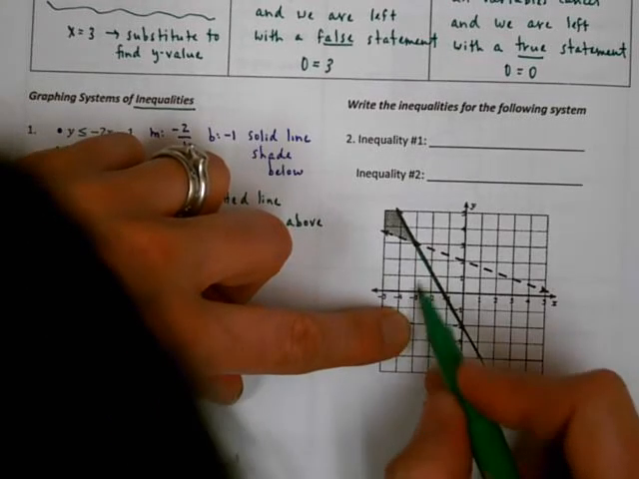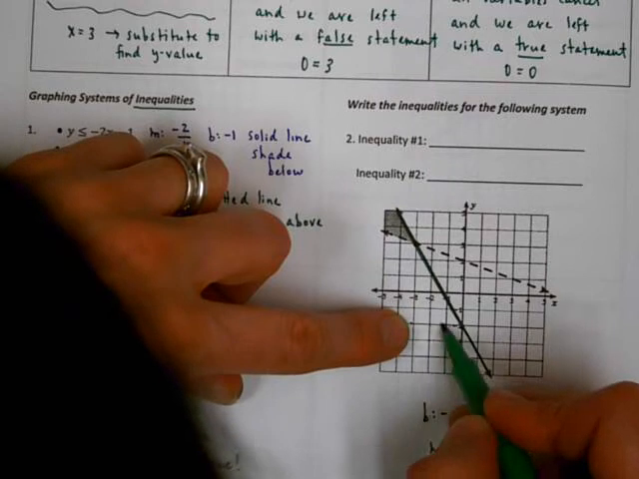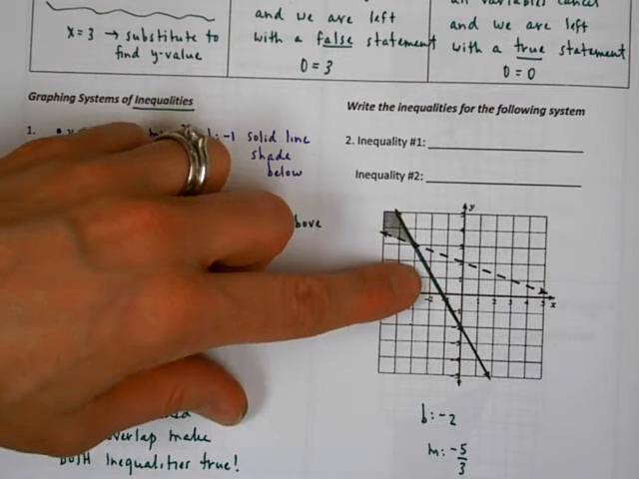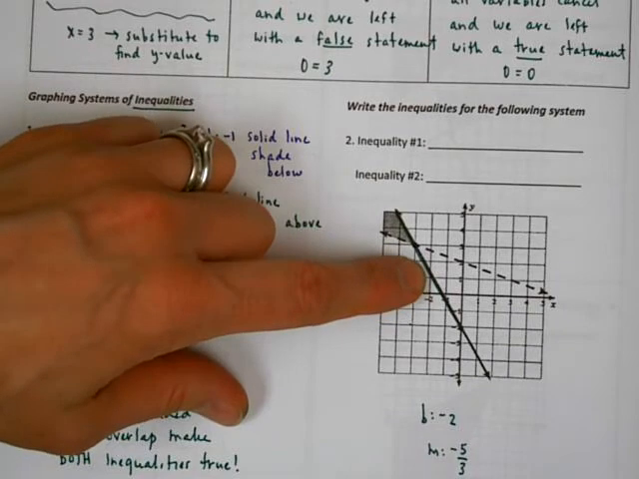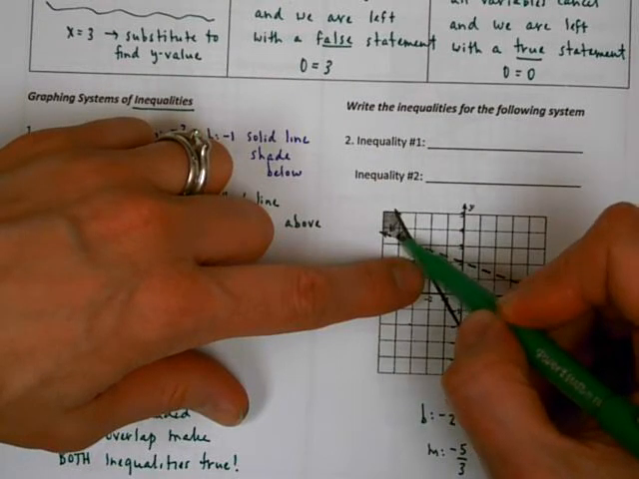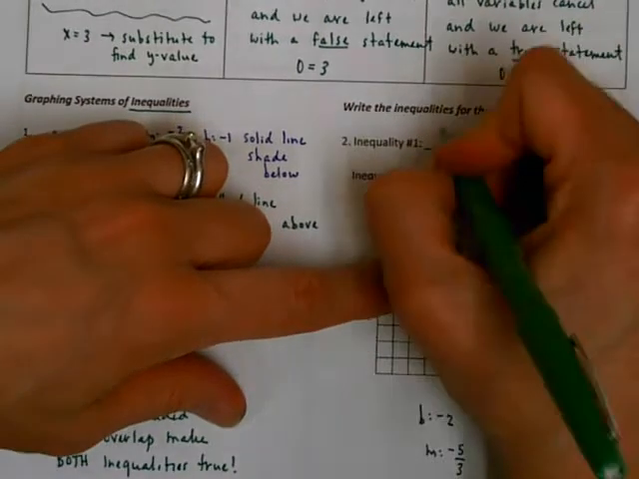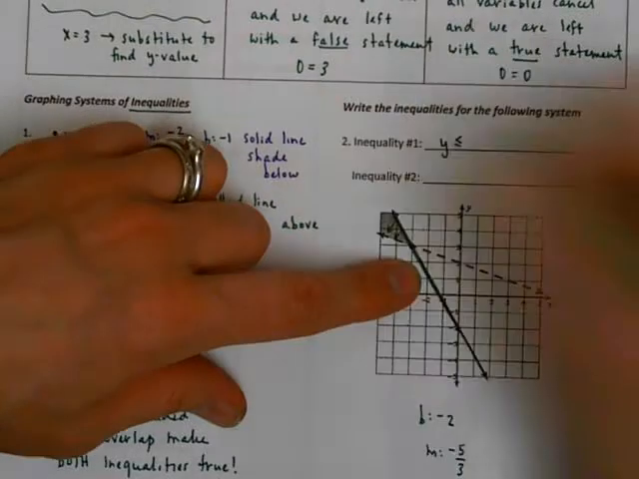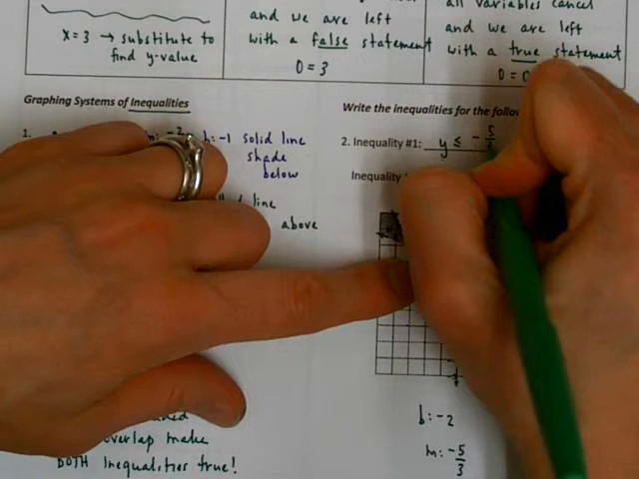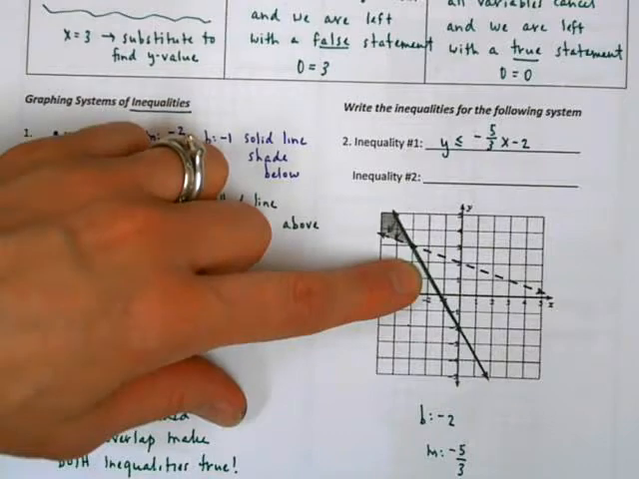over 3. Now, I also know since it's a solid line, I'm going to have a greater than or equal to or a less than or equal to. And it looks like here it's shaded below. So I'm going to have a less than or equal to. So my inequality would be y is less than or equal to -5/3 x minus 2.